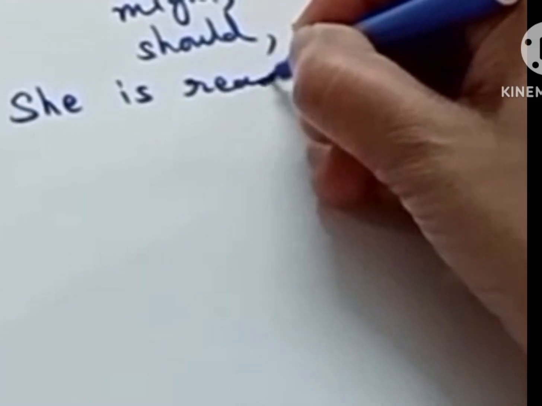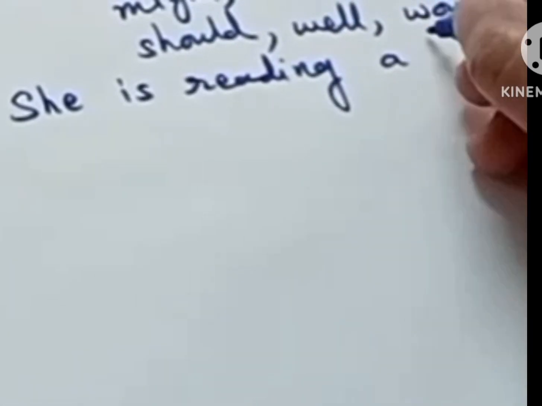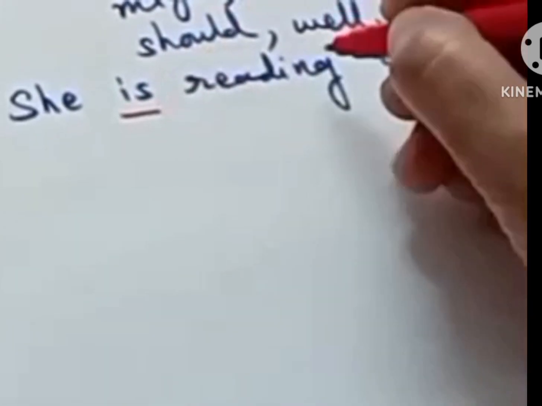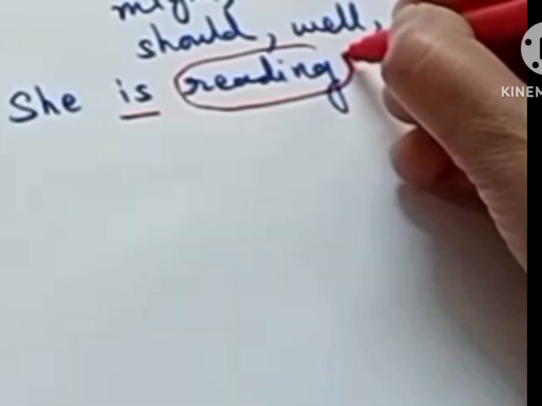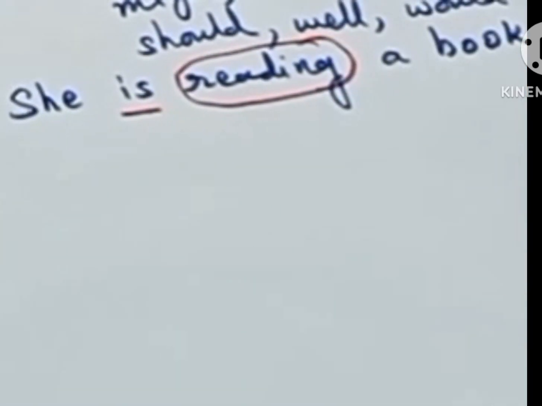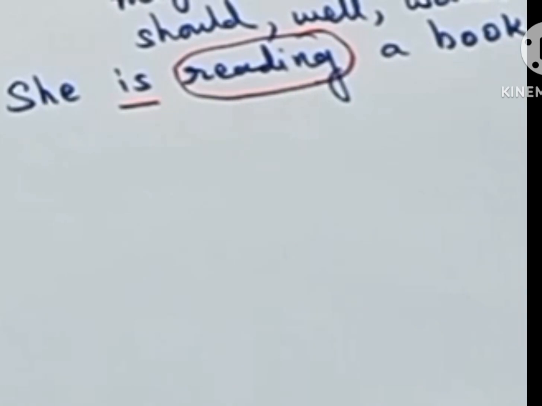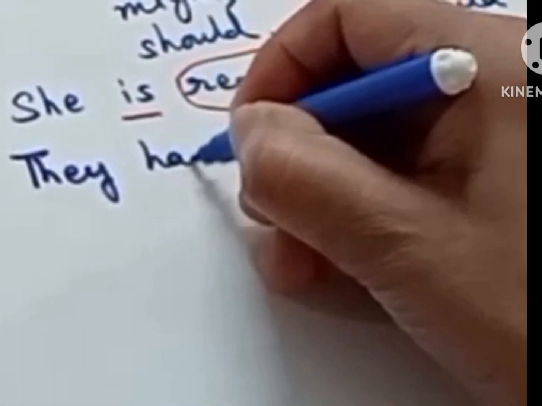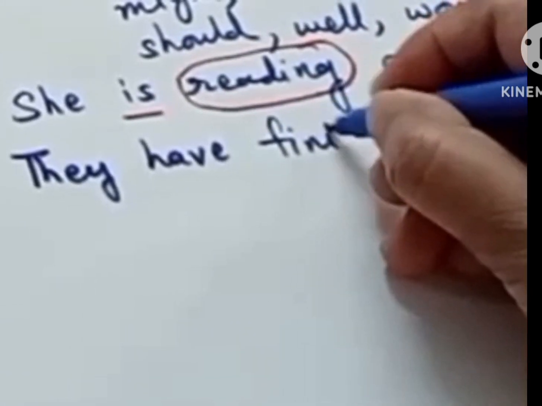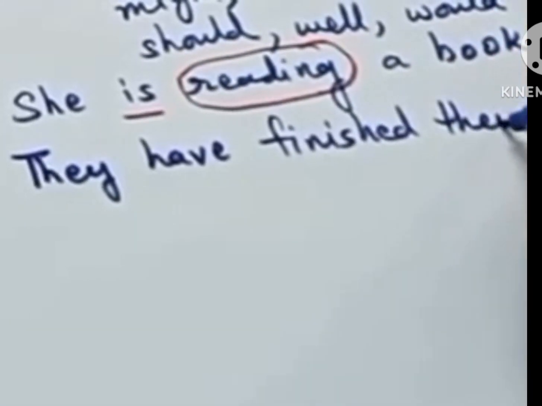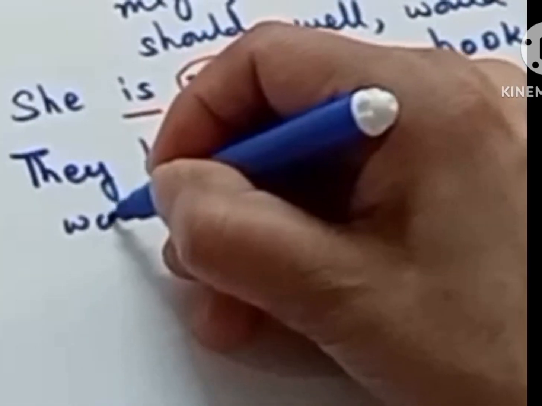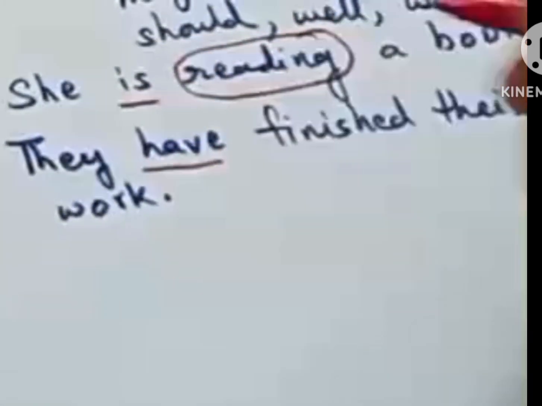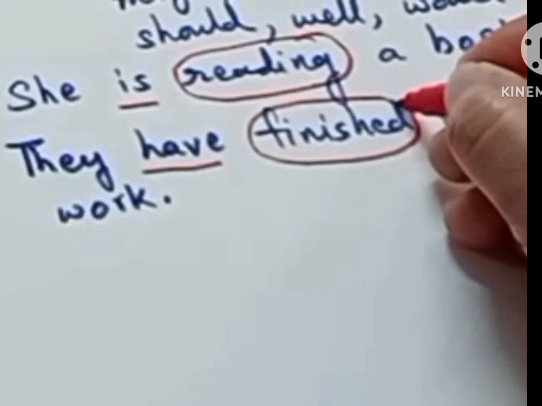For example, she is reading a book. Here, main verb is reading and is is the helping verb of reading. Second example is they have finished their work. And here the main verb is finished and have is the helping verb of finished.